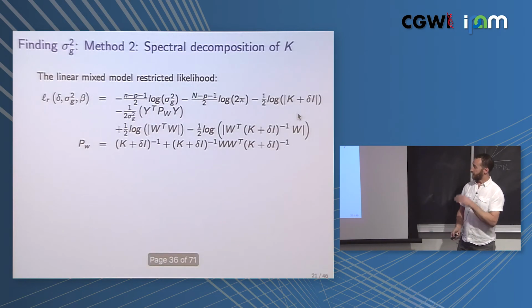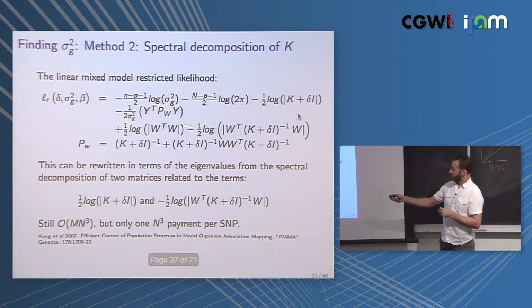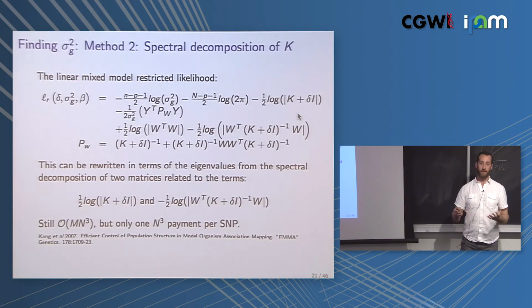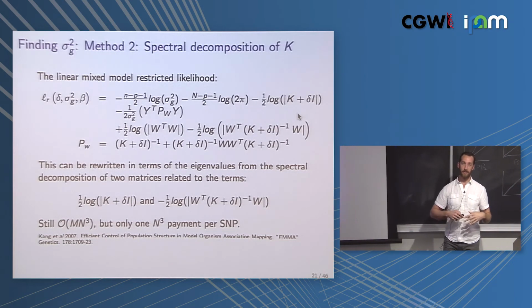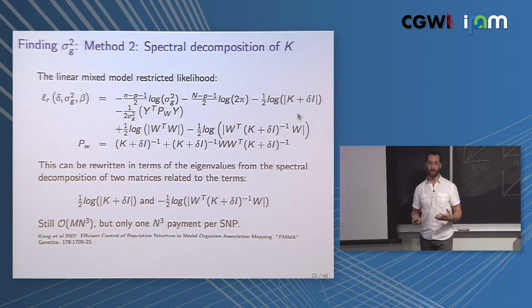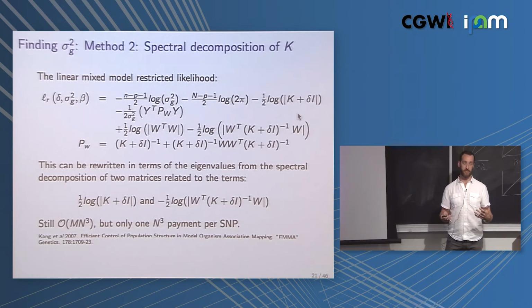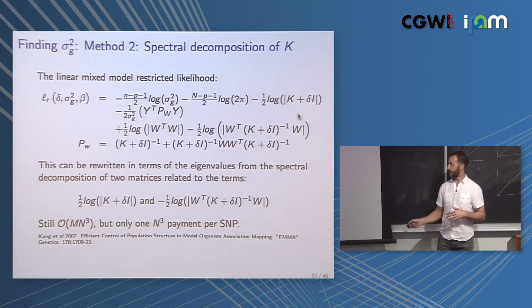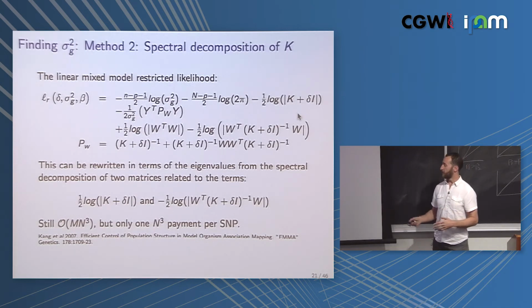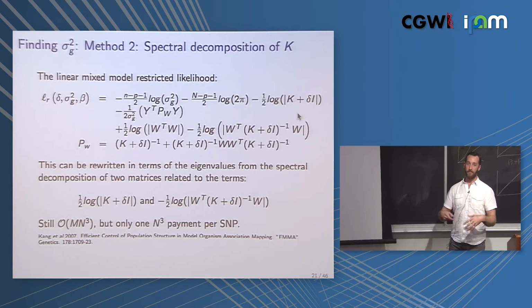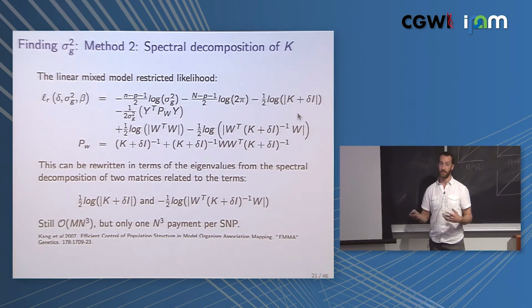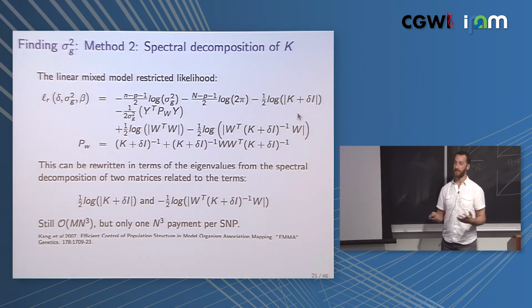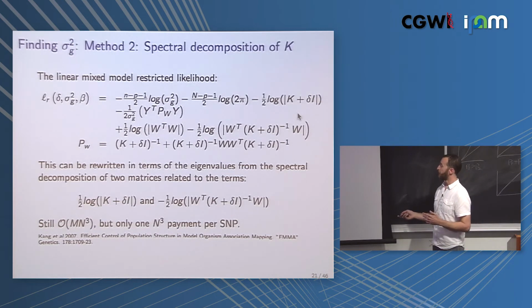But if you do a bunch of algebra, these two terms in the likelihood can be re-represented as elements of the spectral decomposition of two matrices, one that relates to this term and one that relates to this term. And you can read about that in this paper. And so you still pay O of n cubed for every SNP, but you only pay it once. You don't have to do any more searching because the search for the optimization is now linear because we've done this spectral decomposition. So we've won a little bit.